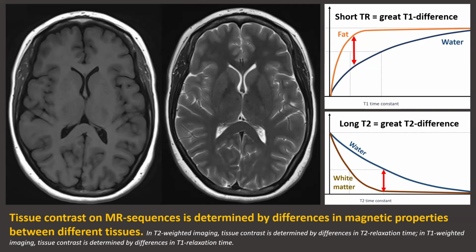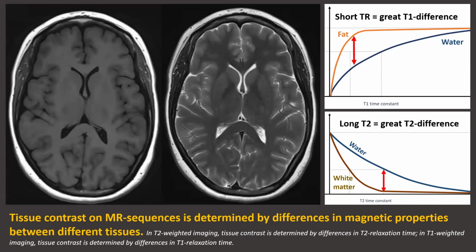So T1 weighted images are images made with a short repetition time, and what we see then is basically a visualization of the different T1 relaxation times of tissues. And for a T2 weighted image, we choose a long echo time, and then we get images in which the image contrast is mainly determined by differences in the T2 relaxation times.